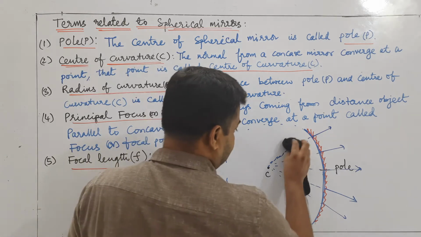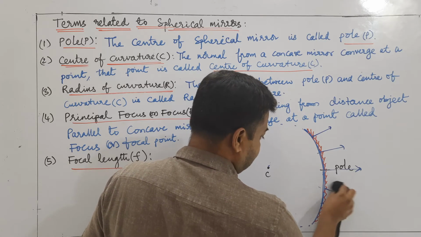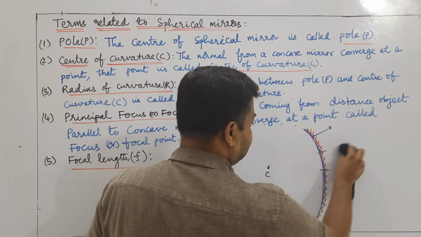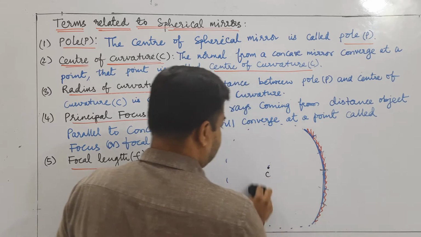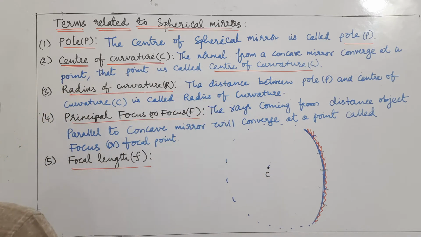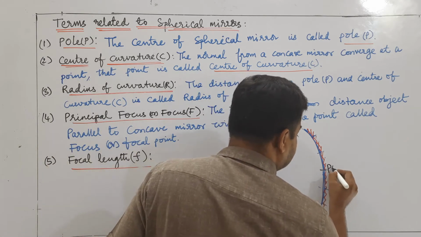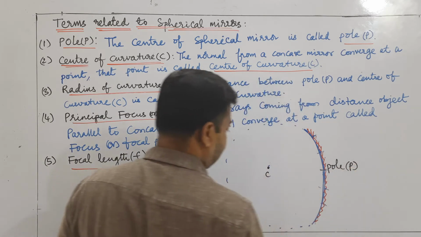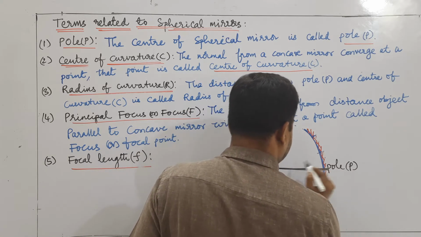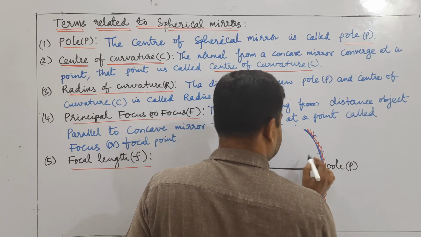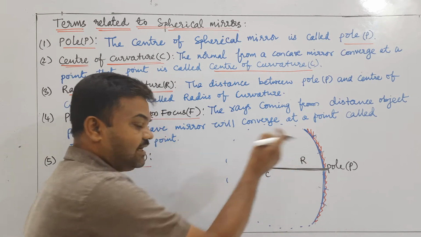What is the next one? Next one, radius of curvature. What is a radius of curvature? One of the definitions is the distance between the pole and the center of curvature. This is the pole and this is the center of curvature. This is the radius of curvature. Radius of curvature is nothing but the distance between C and P.